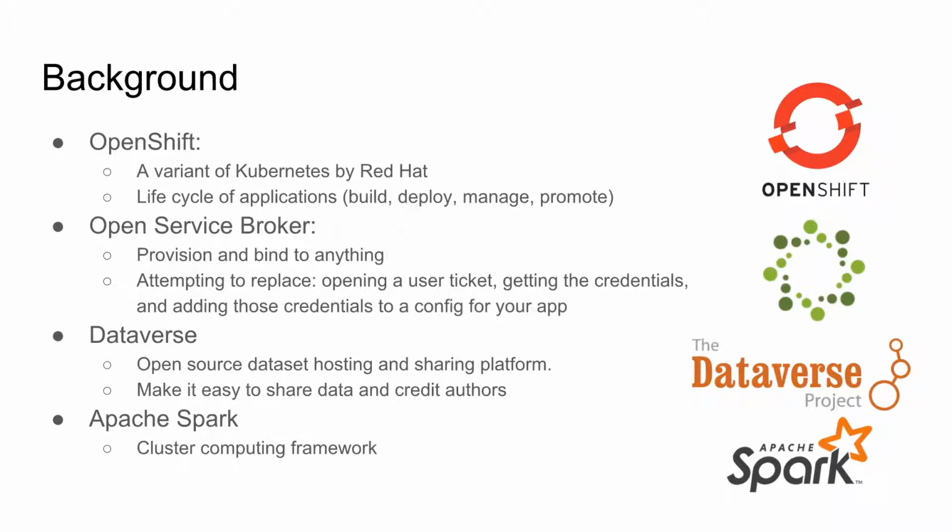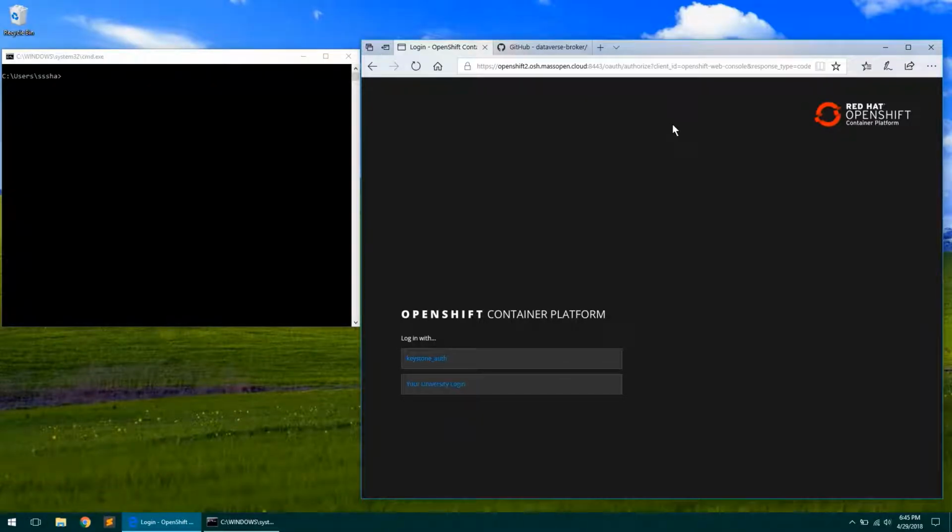Dataverse is an open source dataset hosting and sharing platform, which makes it easy to share data and credit authors. Apache Spark is a cluster computing framework for processing big data jobs. The goal of our project is to connect Dataverse to OpenShift via the Open Service Broker specification, and to utilize that connection in a sample big data application using Apache Spark.